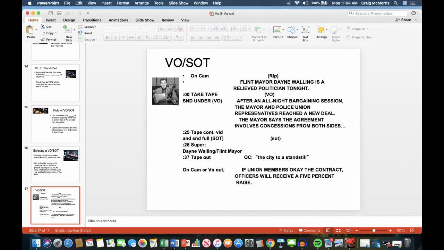You start off with the anchor on camera, saying the Flint Mayor, Dane Walling, is a lead politician tonight. The anchor keeps reading, but the VO then pops up. After an all-night bargaining session, the mayor and police union representatives reached a new deal. The mayor says the agreement involves concessions from both sides. Then you go to the soundbite. That's the sound on tape.